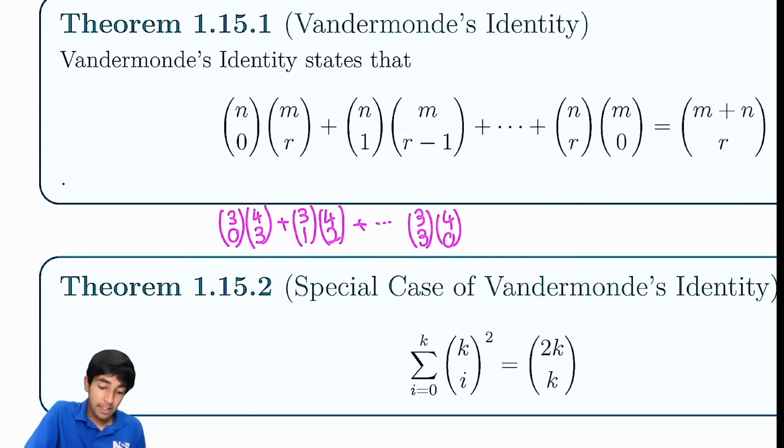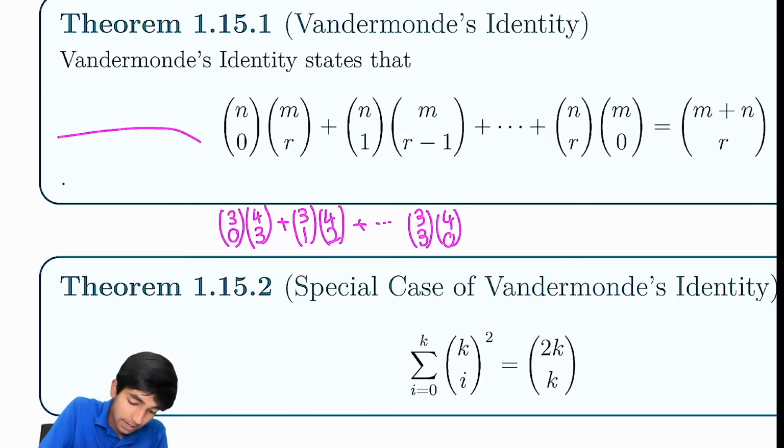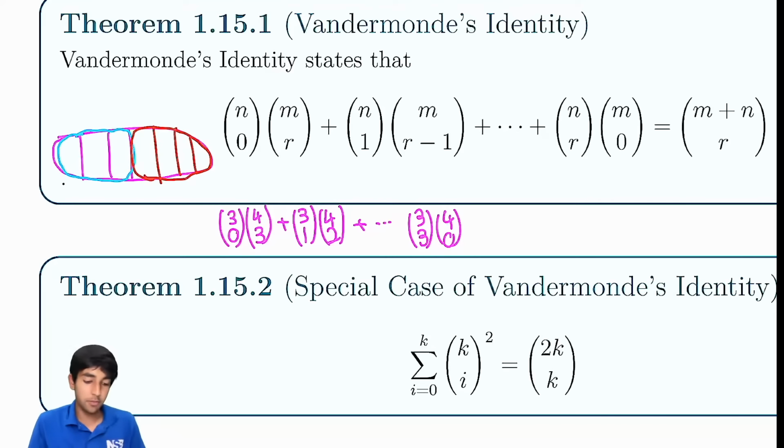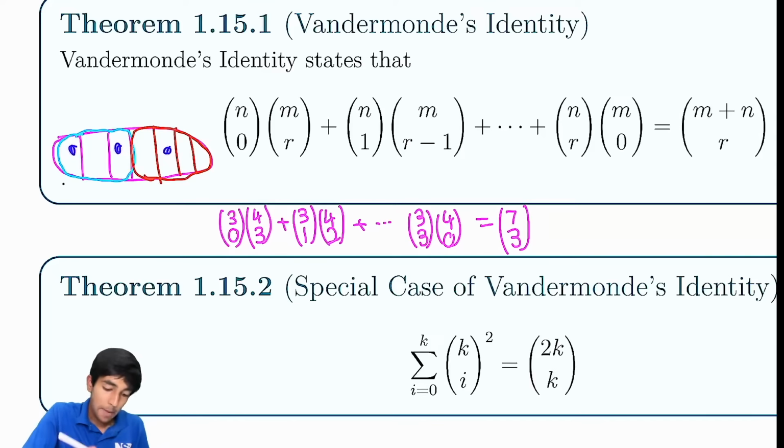So we're like, okay, imagine we have 7 items. The first 3 of them belong to one group, let's say the blue group, and the next 4 belong to another group. What we're doing is basically choosing 3 of these objects. Another way of doing that is saying we can either select 0 from the first group and 3 from the second group, or 1 from the first and 2 from the second, or 2 from the first and 1 from the second, or 3 from the first and 0 from the second.